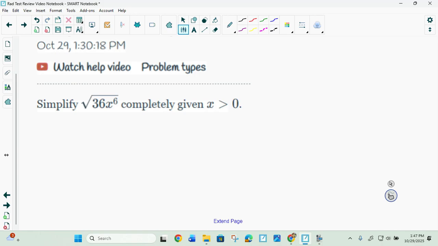Why not boost our score a little bit here? Square root of 36 is 6. And then square root says, how many groups of 2 do we have in 6? And we have 3. Nothing's left over. We're good to go.